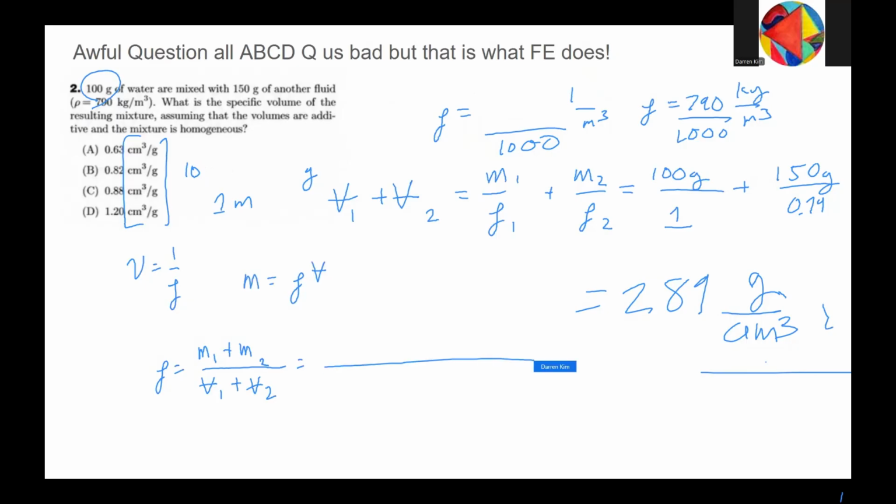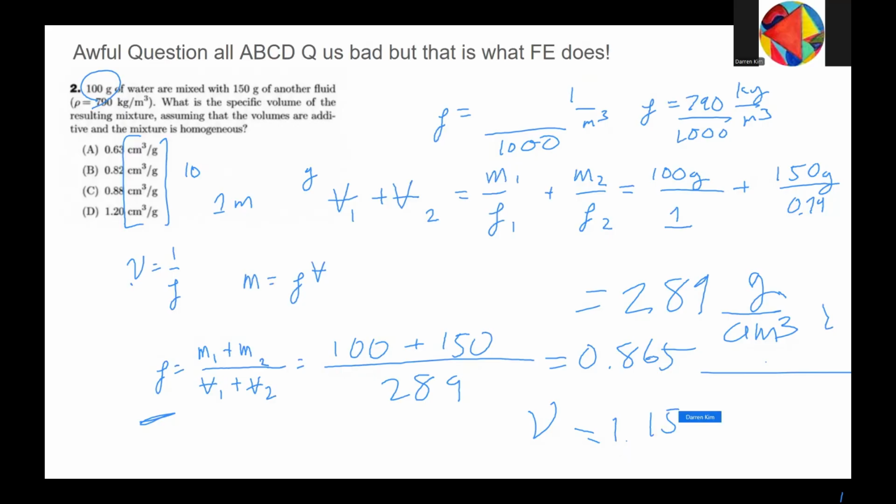which is basically saying we now know the total volume, 289. We know the mass is 100 plus 150. So we should get 100 plus 150, divided by 289, which equals about 0.865. That's none of the answers because this is density. You need to do the inverse of it. The inverse of this equals about 1.156, which we're going to round up to D.